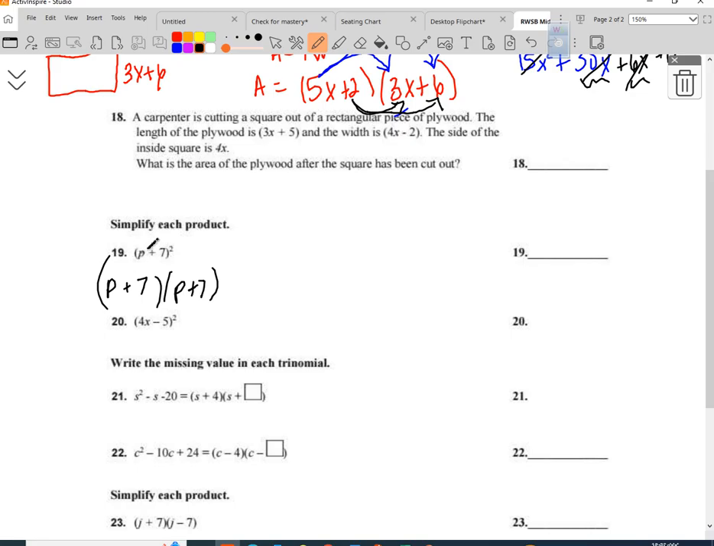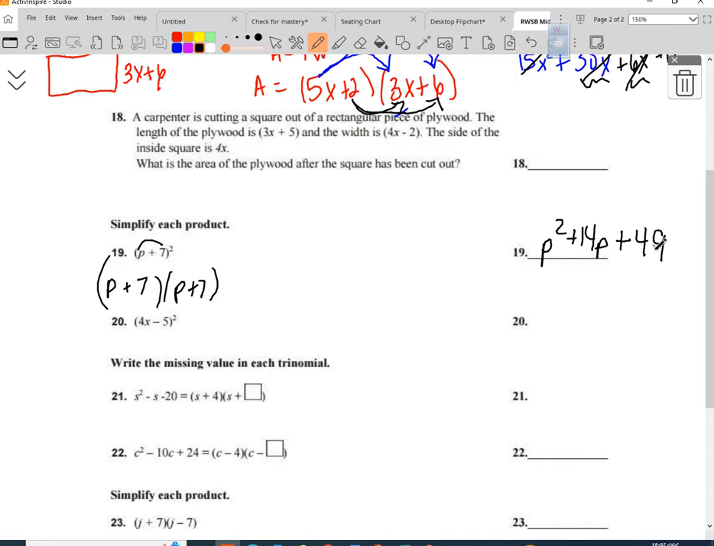The shortcut is square the first term. You square t, you get t squared. To find the middle term, you multiply these, so 7 times t, and then you double it. So 7 times t, which is 7t, times 2, which is 14t. And the last part of that shortcut is to square the 7, the last term. That would be 7 squared. If you do it in your calculator, you'll see it's 49.